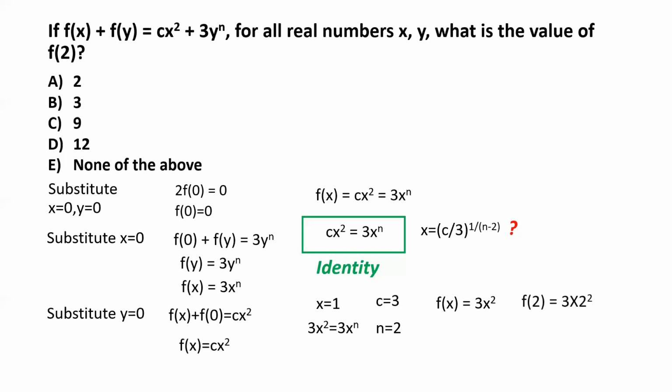And if we simply substitute x equal to 2, which is what the question asked for, we have basically f(2) is equal to 3 multiplied by 2², and this gives us a value of 12. So the correct answer for this case will be the option D, 12.